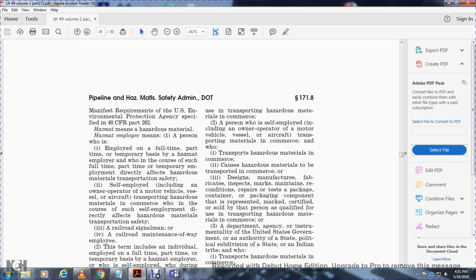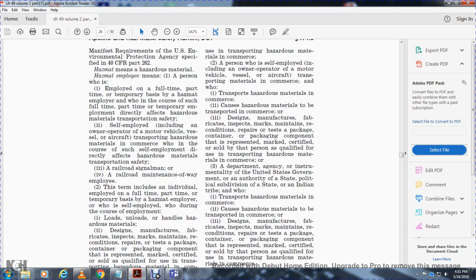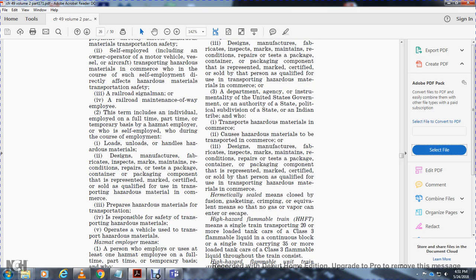A railroad signalman or railroad maintenance-of-way employee is included. The term includes an individual employed full-time, part-time, or on a temporary basis, or who is self-employed, who during the course of employment: 1, loads and unloads hazardous material, or handles hazardous material; 2, designs, manufactures, fabricates, inspects, marks, maintains, reconditions, repairs, or tests a package, container, or packaging component that is represented, marked, certified, and sold as qualified for use in the transportation of hazardous material in commerce; 3, prepares hazardous material for transportation; 4, is responsible for the safety of transportation of hazardous material; 5, operates a vehicle used to transport hazardous material.